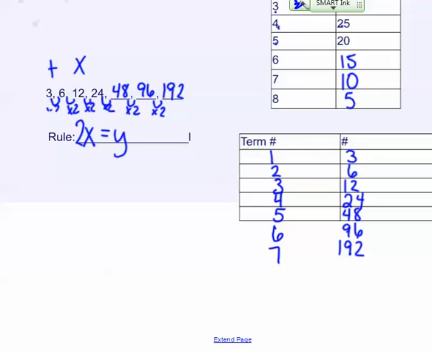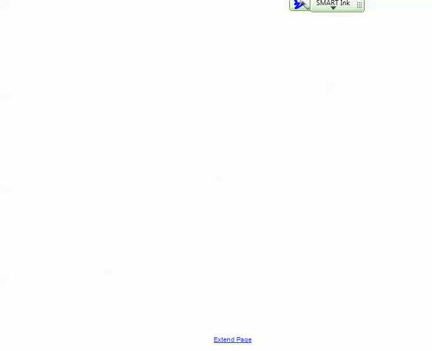I'm taking the place that it is in the sequence and multiplying it by 2. So if I go to my third term, which is 12, and multiply it by 2, it gives me my fourth term. Okay.